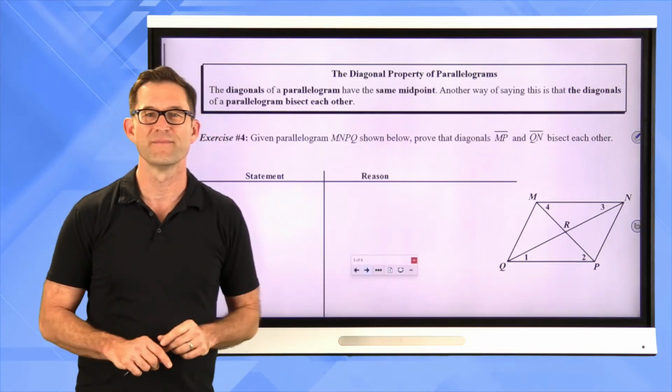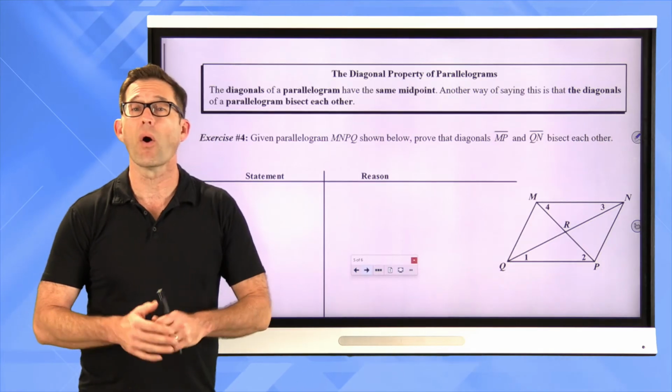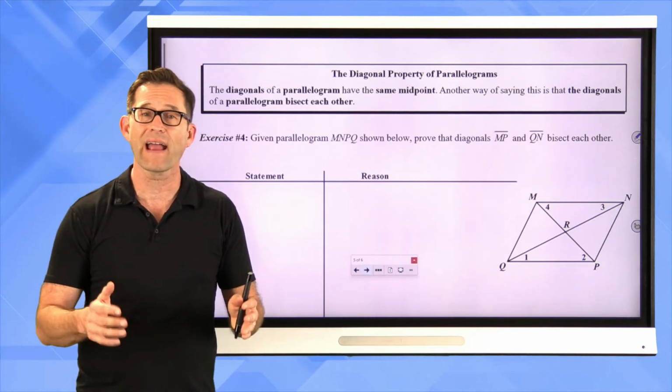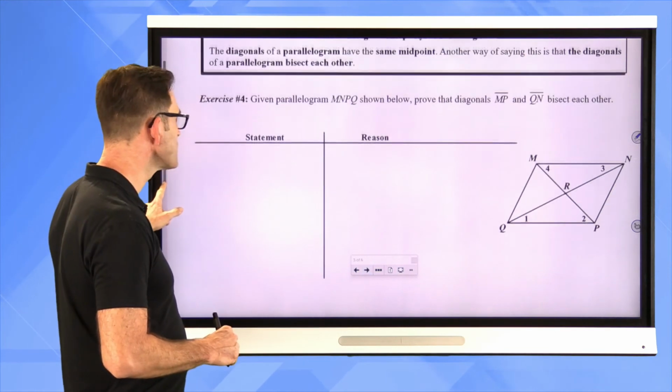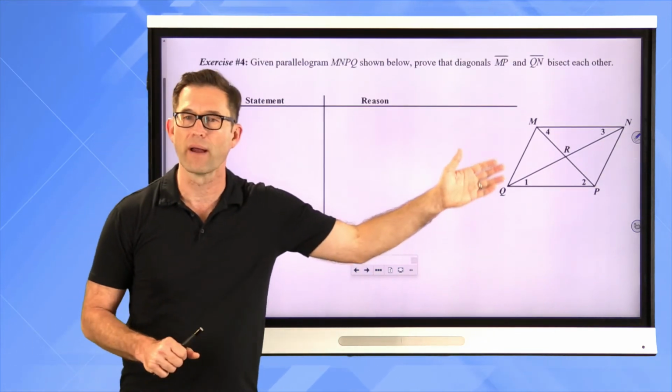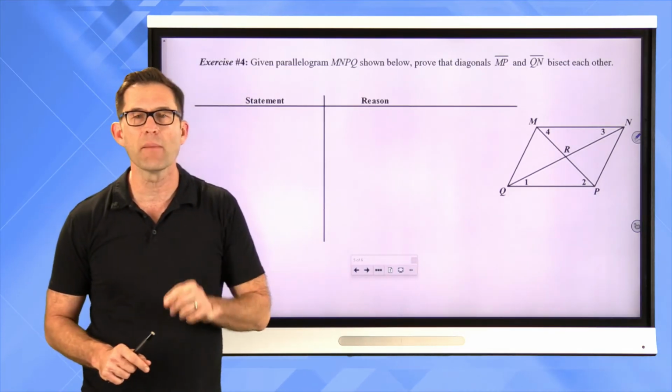Let's take a look. The diagonal property of parallelograms. The diagonals of a parallelogram have the same midpoint. Another way of saying this is that the diagonals of a parallelogram bisect each other. So not just the one that we just looked at, but all parallelograms, the diagonals cut each other in half. Now again, that might seem obvious when you look at a picture of a parallelogram with its diagonals drawn in, but we should be able to prove it, all right?